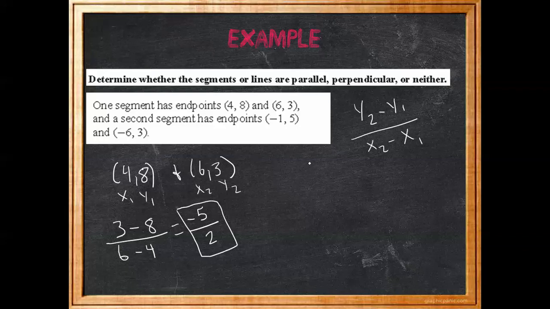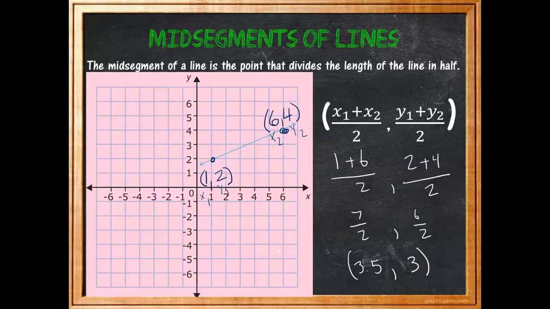For the second segment, we're given -1, 5, and -6, 3. So again, we're going to label our points x1, y1, x2, y2, and we're going to plug in our formula. y2 is 3 minus y1 is 5.